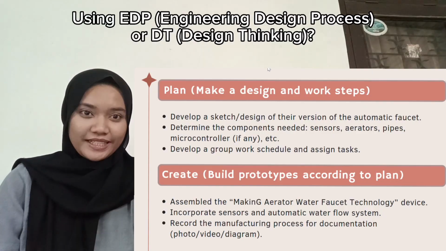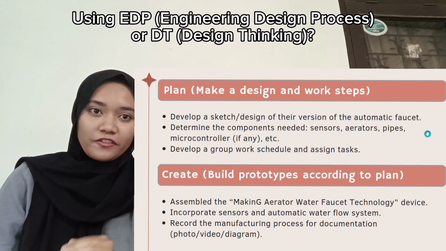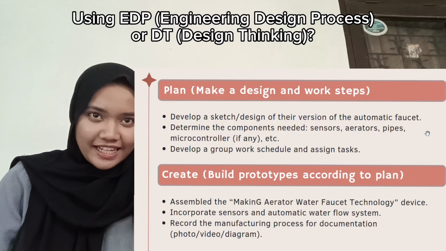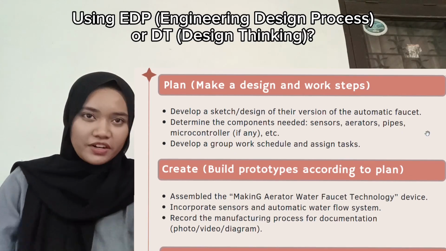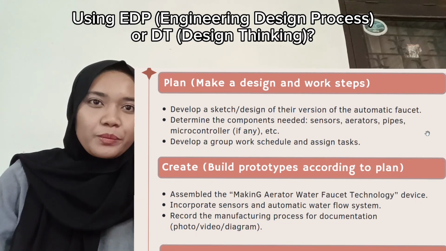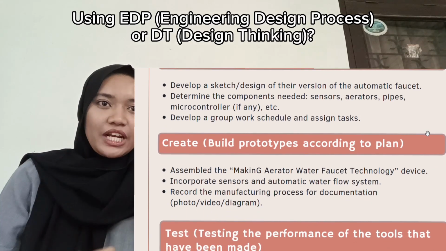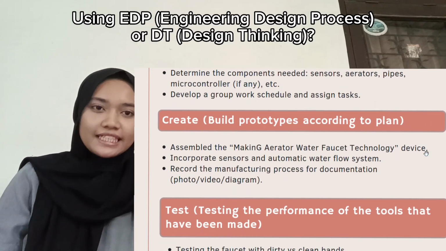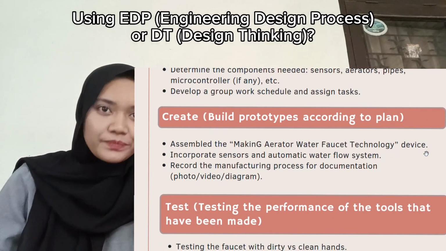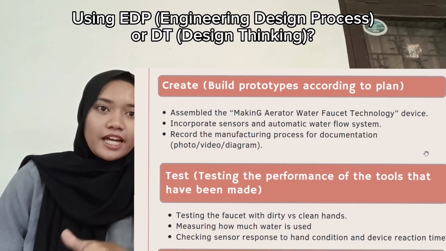Okay, next is plan. Make a design and work steps. Here, students develop a design of their version of the automatic faucet and determine the components needed like sensors, aerators, and others. And next is create, or build prototypes according to plan. Here, students incorporate sensors and an automatic water flow system and record the manufacturing process for documentation like photos, videos, or diagrams.